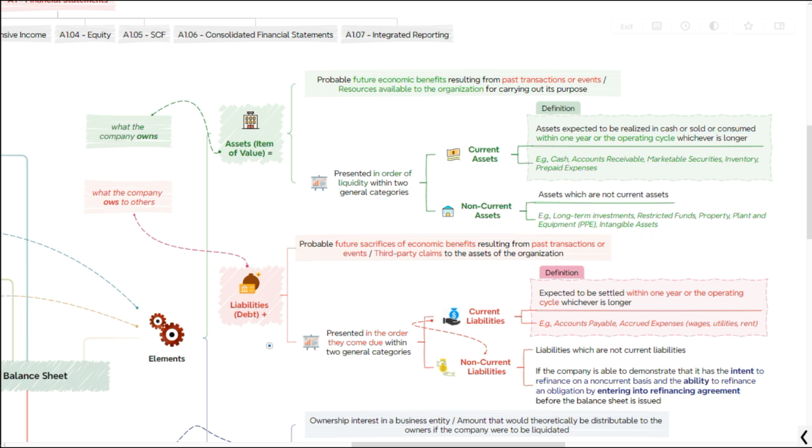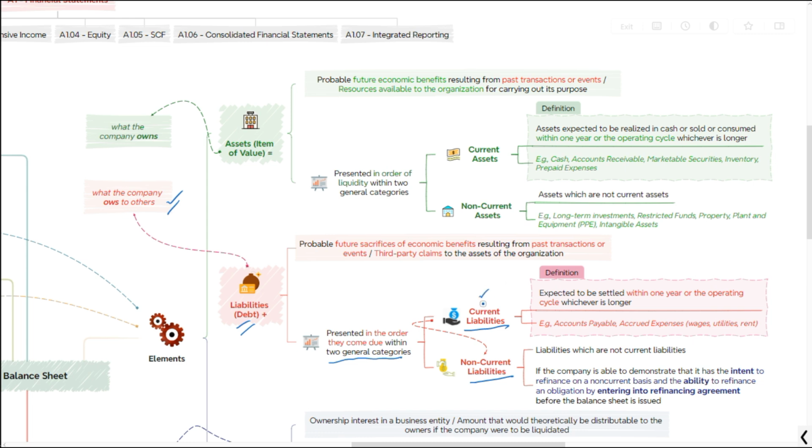Now let us discuss the second element of the balance sheet, which is the liabilities. Liabilities are also known as debt. Liabilities are what the company owes to others. Liabilities are the probable future sacrifices of economic benefits that result from past transactions or events. Liabilities are the third-party claims to the assets of the organization. The liabilities are presented in the order they come due, and we have two general categories of liabilities. We have the current liabilities and non-current liabilities.